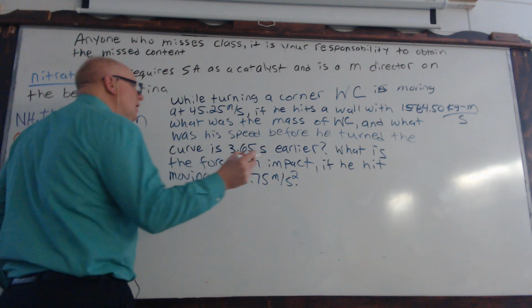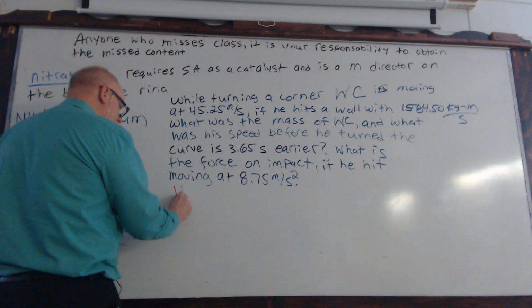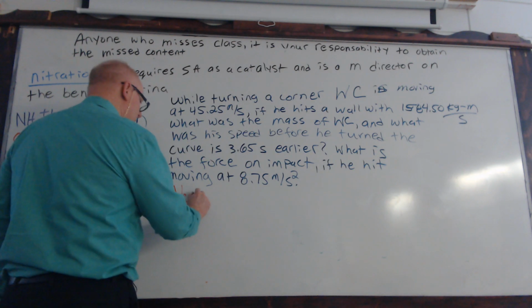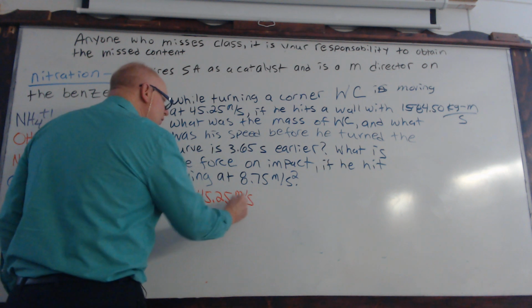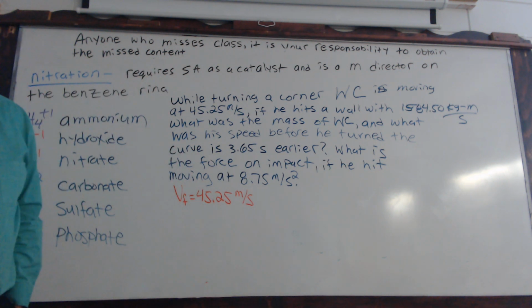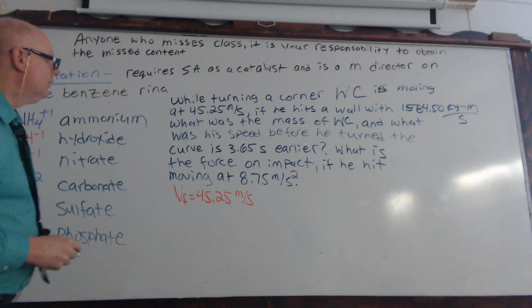Okay, so what do we know in this problem? Your final velocity is 45.25. But how would you know that? Because it's turning a corner. Okay. And you're looking for your initial velocity.